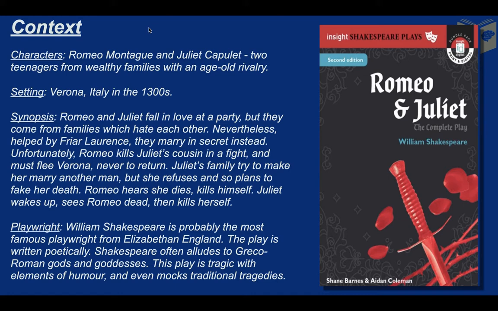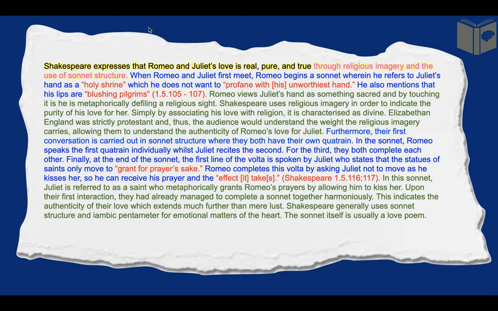However, Romeo unfortunately kills Juliet's cousin in a fight, and he must flee the city, never to return. Juliet's family then try to make her marry another man, but she refuses, so she plans to fake her own death with the help of some friends. Yet, Romeo hears that she's died, and he kills himself. Juliet eventually wakes up, sees that Romeo is dead, and then she kills herself. Very morbid and depressing. Anyway, I've got a paragraph here. This is actually written by a student.